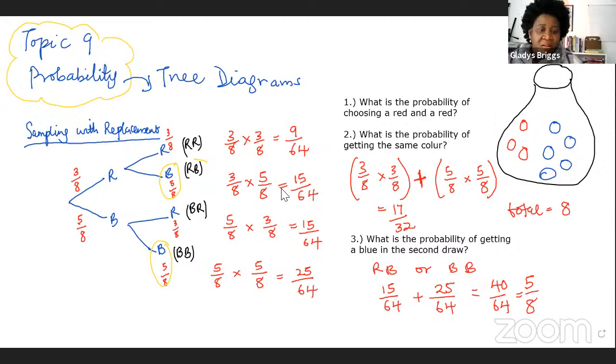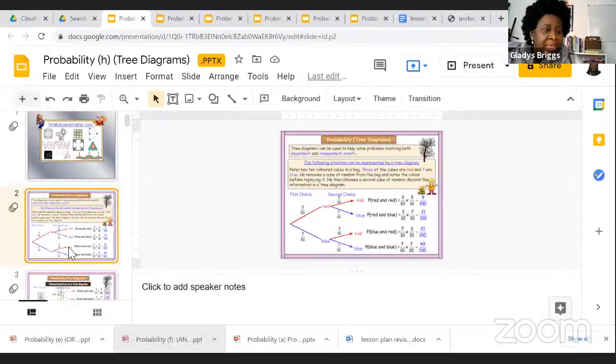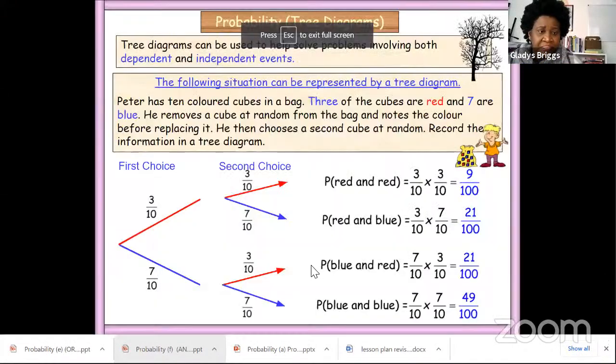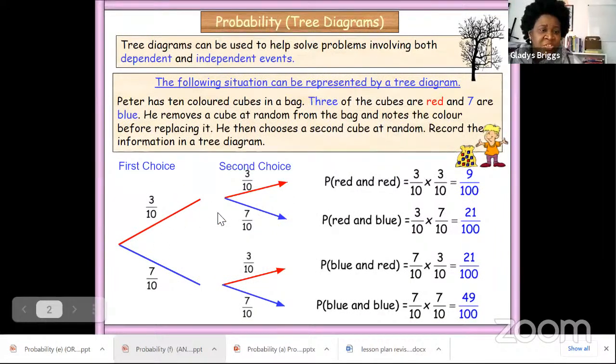Okay. I'll see if I have a nice one on my PowerPoint for you guys, okay? The one on my mouse is not so great. Okay, so we've done all these parts. The first choice and the second choice, we know how to do it.